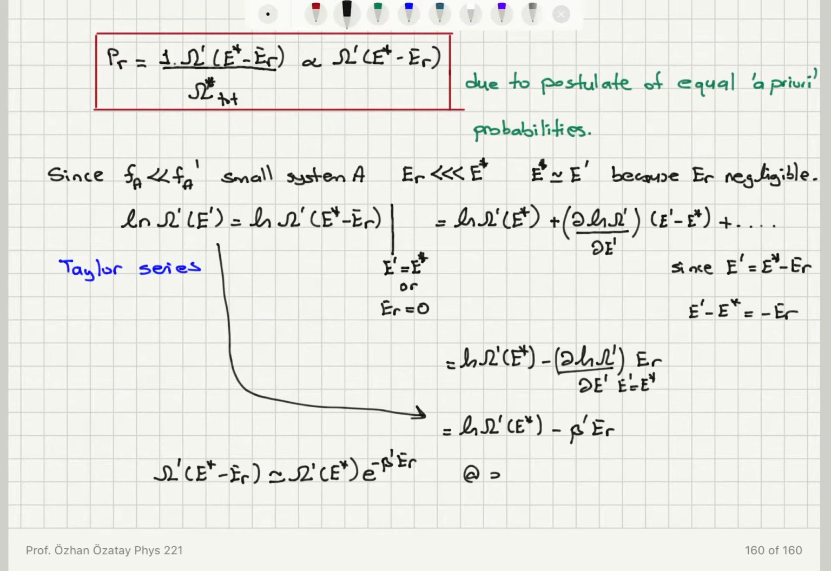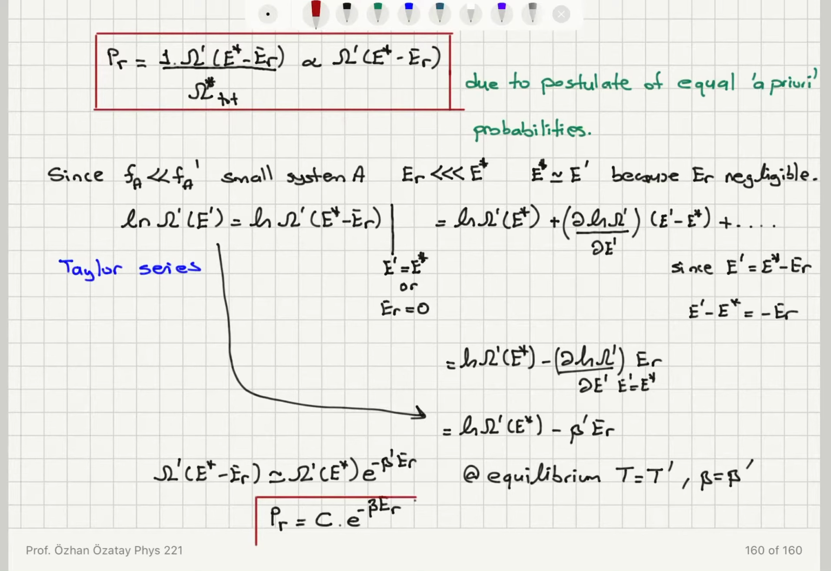Now at equilibrium, we're going to have the same temperature. Temperature for system A and system A prime will be the same, and therefore the beta values will be the same. So omega prime E star is just a number. So for the scenario that A prime has the full energy E star, A has no energy, what is the number of accessible states? That is just a number, a constant, so that the probability that I'm after is basically just this number C times e to the minus beta E sub r.